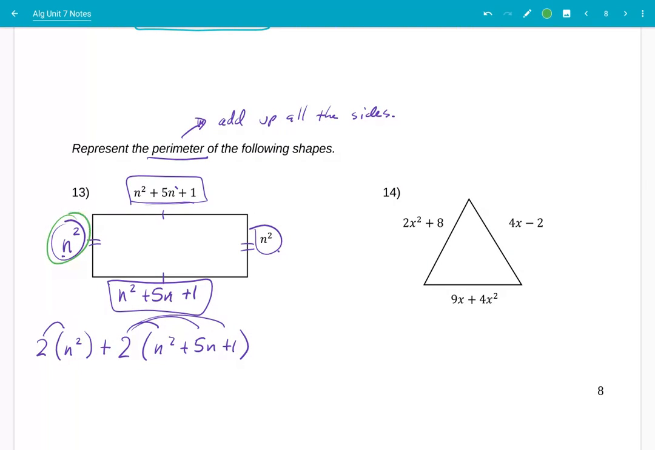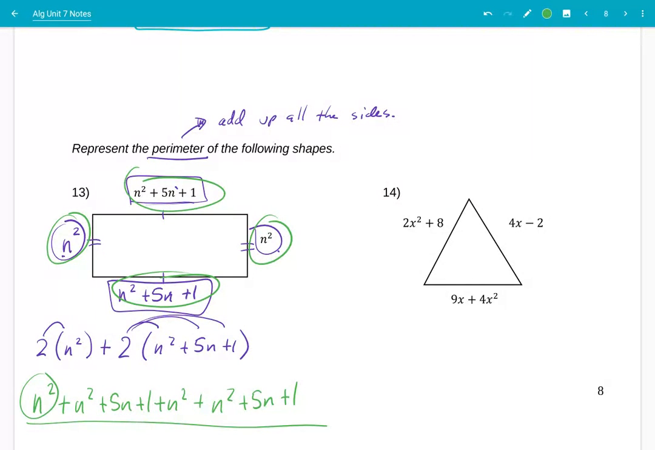I can start here, n squared plus this, n squared plus 5n plus 1, plus another n squared plus another one of these, n squared plus 5n plus 1. That's long, but you can circle all the n squareds. There's 4 n squareds, and then you can put a square around the 5 n's. A couple of those, and maybe a triangle around the constants. There you go. Okay, same thing here. Just add these 3 polynomials up.